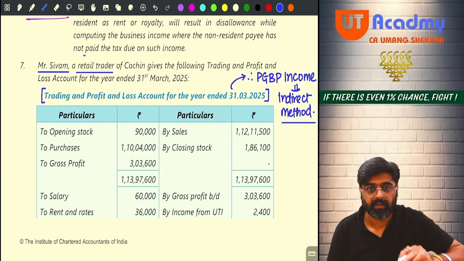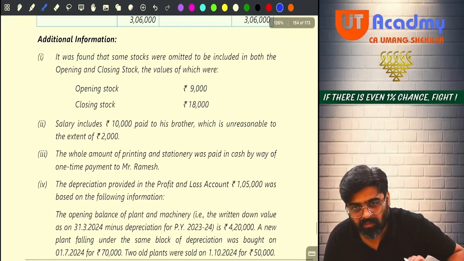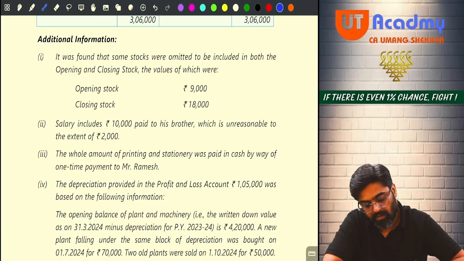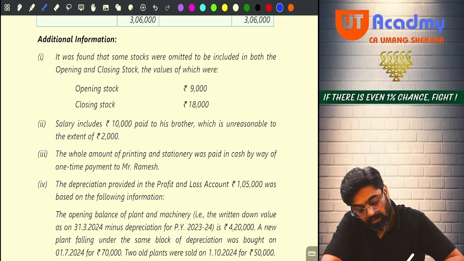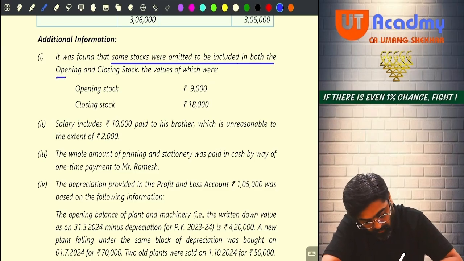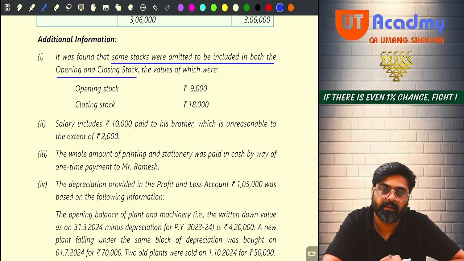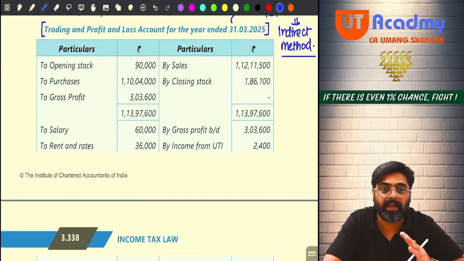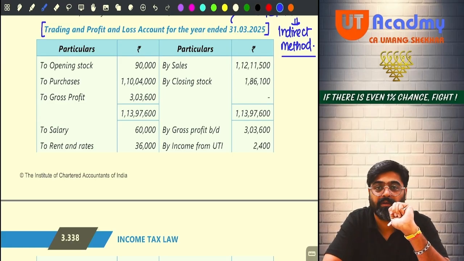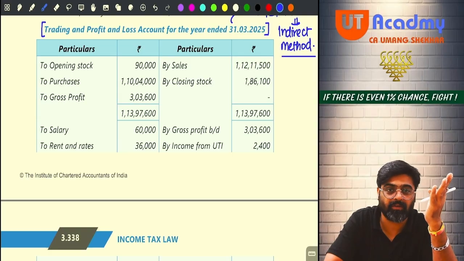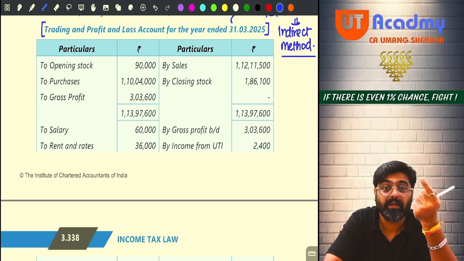So first information, then leave the table. Come to information number 1, additional information. What they are saying is that some stocks were omitted to be included in both the opening and closing stock. Meaning whatever opening stock and closing stock appear here are undervalued. In the opening stock, 9,000 is recorded less, on the debit side, the expense side. And on the right hand side, the income side, closing stock is recorded 18,000 less.